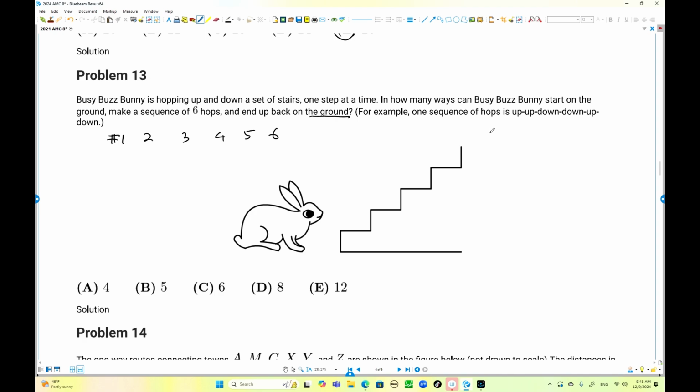But if you don't know this one, maybe you can try 4 hops. We have 2 up, 2 down. So we can try the first one. The first one should be up. It can't be going down, right? You cannot go down into the ground. The next one is 2 choices. Continue up, or you can go down over here, okay? If we are up and use 2 ups already, it's going to be down, down, no choice.